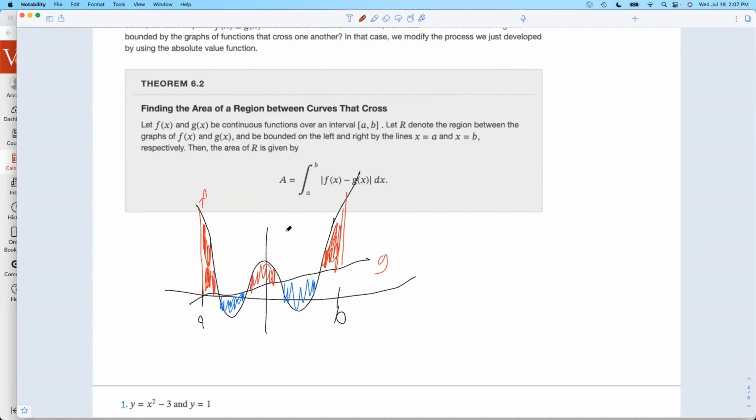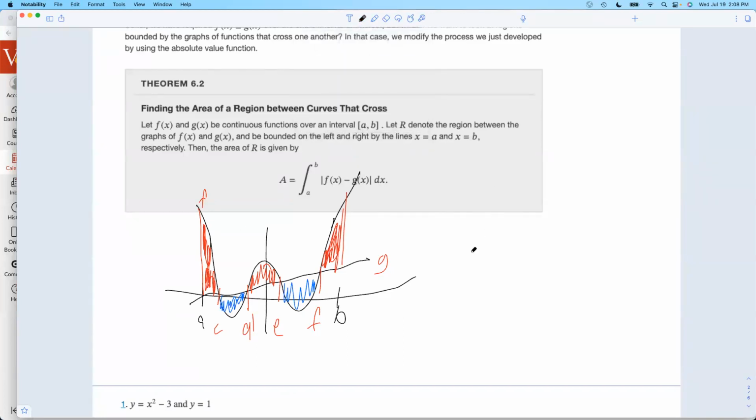One way to make sure we're always counting all of our areas positive is to take the absolute value, but doing an integral over an absolute value is really difficult. So the way we do this in practice is we find all these crossings, all these different x values here. So maybe I'll call this C, D, E, F. And we'll do each integral, making sure we write the one on top first.